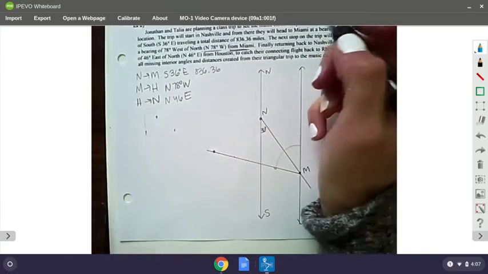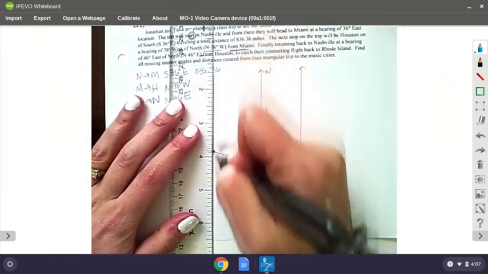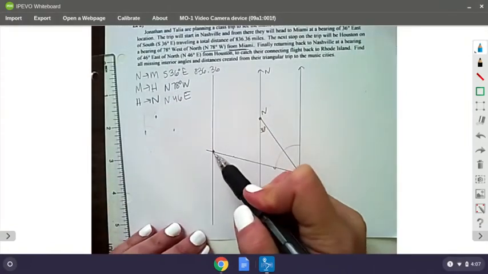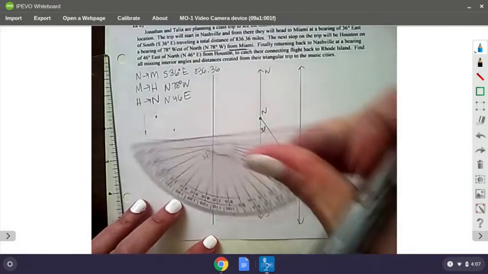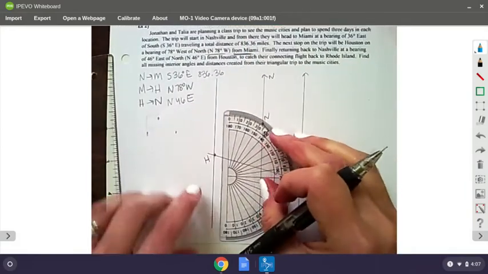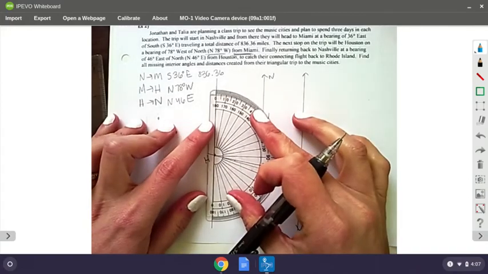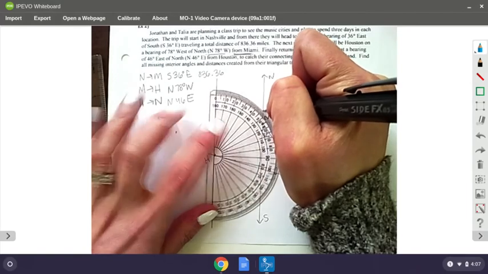Okay, so I'll go here for Houston. Now we're going to go Houston to Nashville. So here's where we do have to make it connect back to Nashville. So watch what's going to happen. If I use my protractor, Houston to Nashville is 46 degrees east of north. So 46 degrees east of north is here.